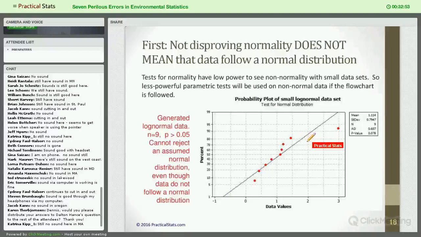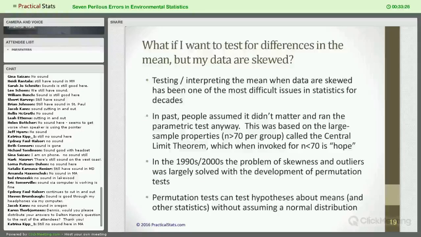So here's a set of data. There are 9 observations. I cannot reject that there's a normal distribution with the test because the p-value is greater than 0.05 with the Shapiro-Wilk test, the standard test for normality. These data were generated from a log normal data set, so they don't have a normal distribution. So you could be in the situation, especially if you don't have large data sets, where with the traditional flowchart, you'd be running tests that would have low power and have a difficult time of seeing differences between groups.